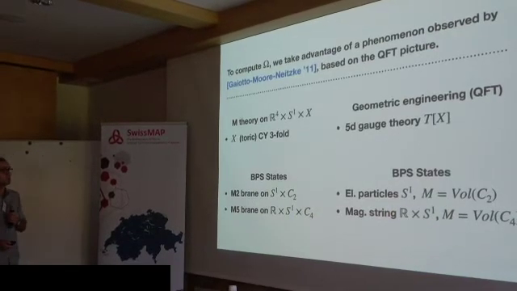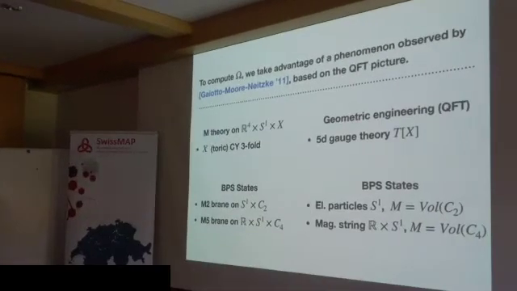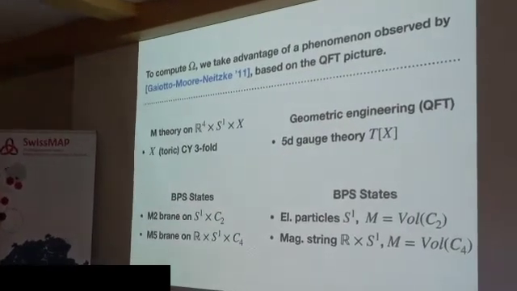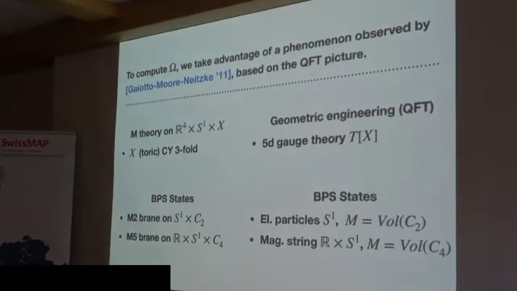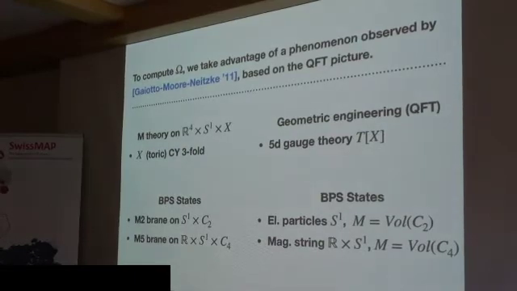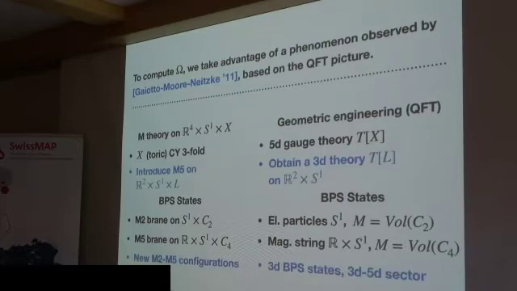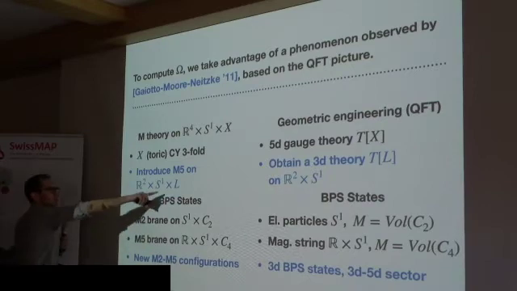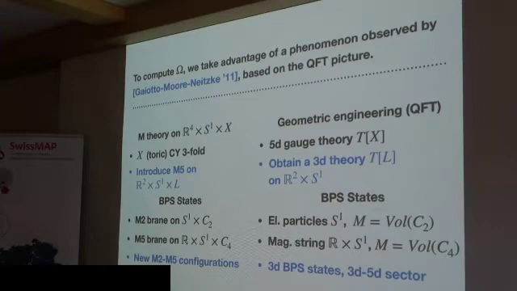So to do that, we're going to take advantage of a phenomenon observed in quantum field theory by Gaiotto. And what we're going to do is take the setup that I described previously in M theory, or its quantum field theory counterpart, and enrich it by introducing a new object, namely an M5 brane. So we're going to choose a Lagrangian submanifold L. This is a Lagrangian inside X, it's non-compact. And we're going to place an M5 brane on L times R2 cross S1.